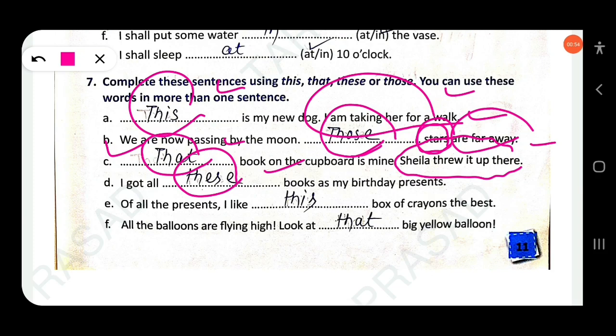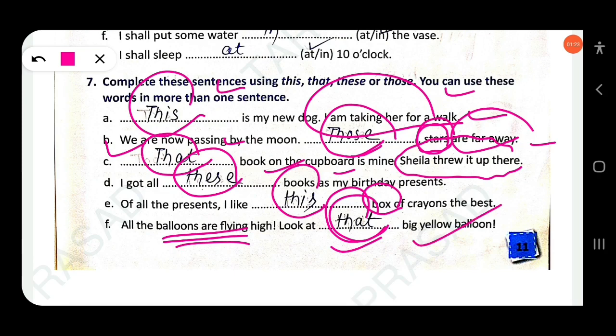Then next, of all the presents, I like this box of crayons the best. It is singular, so you have to use this. Then next, all the balloons are flying high. Look at that big yellow balloon. That means we are talking about a far object, because the balloons are far away.